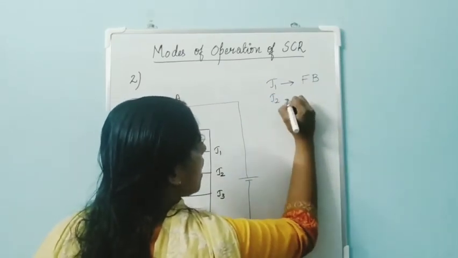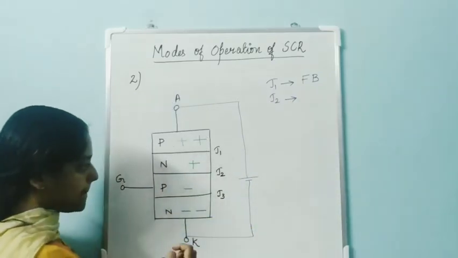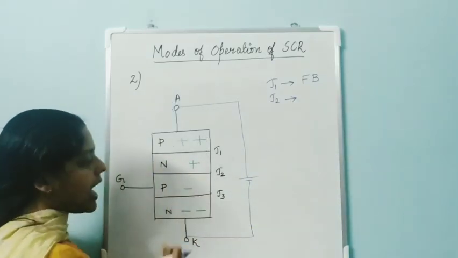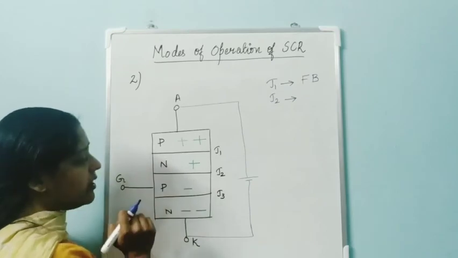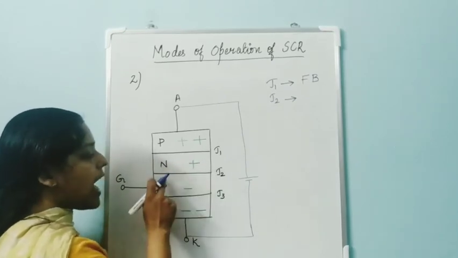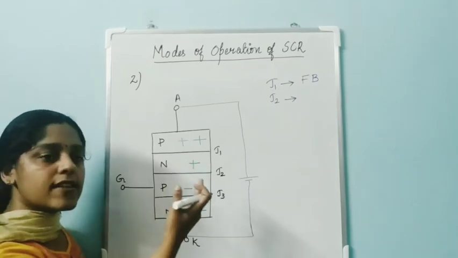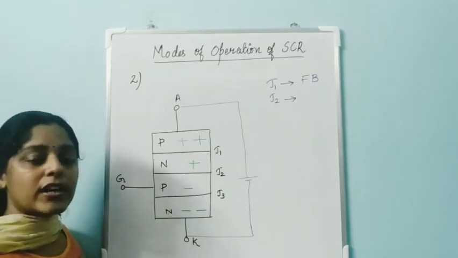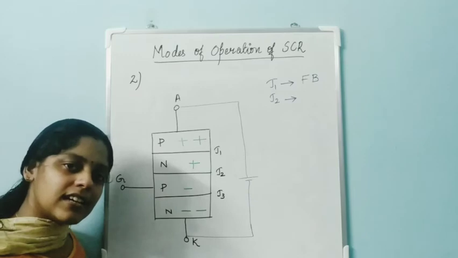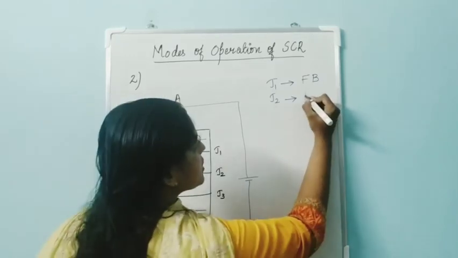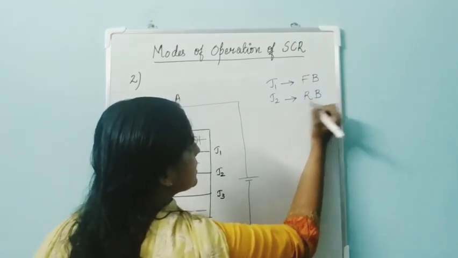Now let's see about junction J2. At junction J2, it is very clear that the N region is positive and the P region is negative. That means the N layer is positive compared to the P layer. What type of biasing is it? It is reverse biasing. So junction J2 is reverse biased.